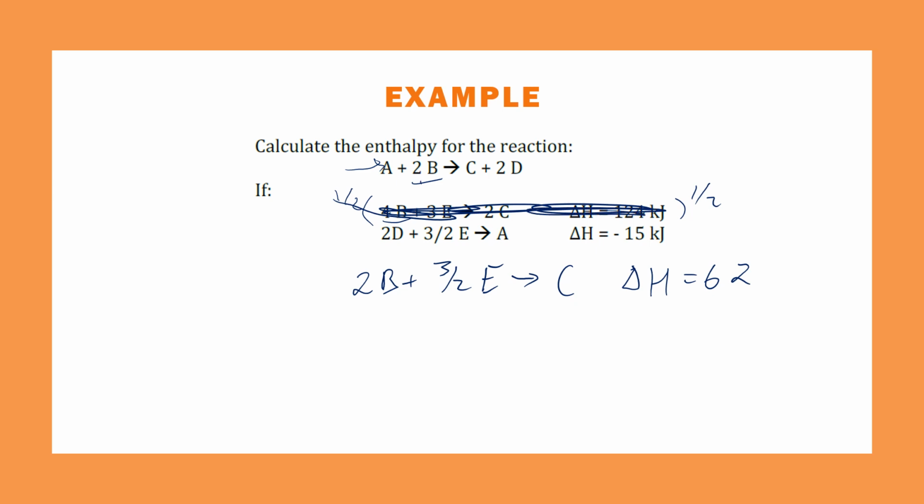All right, so now my B's match. And if you look, the C's are matching now. I have one C on the product side, 2 B's on the reactant side. So that's good. Now let's look at the other possible step.